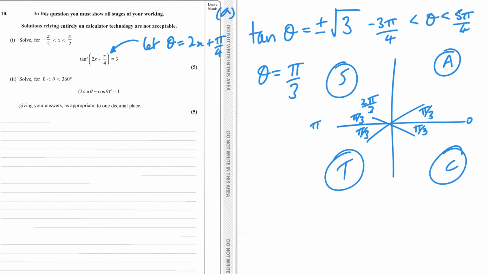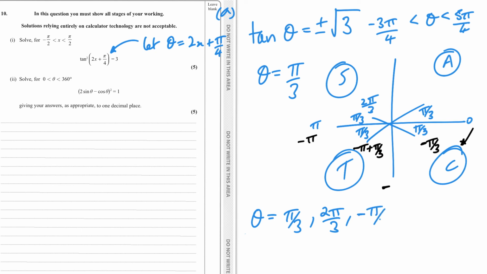In this direction we're looking at negative, so I'll do these ones in black. Going this way we're looking at negative, all the way around to minus pi. So we're looking at minus pi by 3, and then we're looking at minus pi plus pi by 3. So for theta, I have 2 positive values, pi by 3 and 2 pi by 3, and I have 2 negative values, which is minus pi by 3 and minus 2 pi by 3. Kind of nice in this particular case.